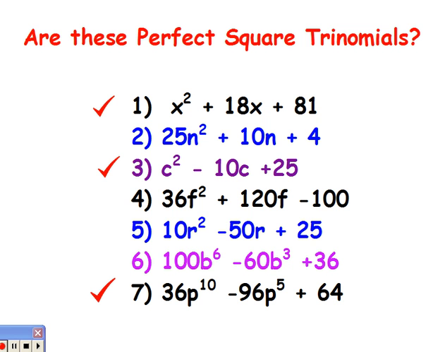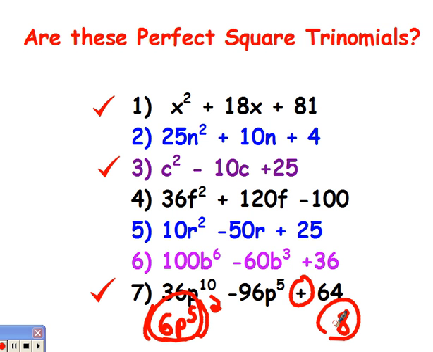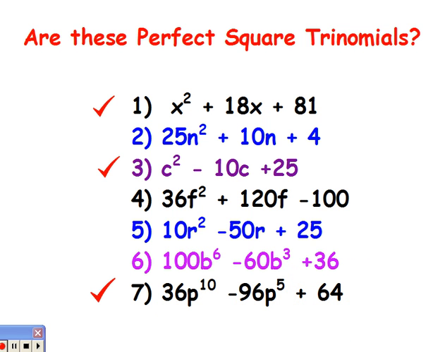Number 7, here I'm squaring 6p to the fifth. Yes, that equals that. Here I'm squaring an 8. I've got my required plus sign. In the middle I need to have this times 8 times 2. That would be 48p to the fifth times 2 is 96p to the fifth. It's okay to have a minus sign here, so we're good to go.